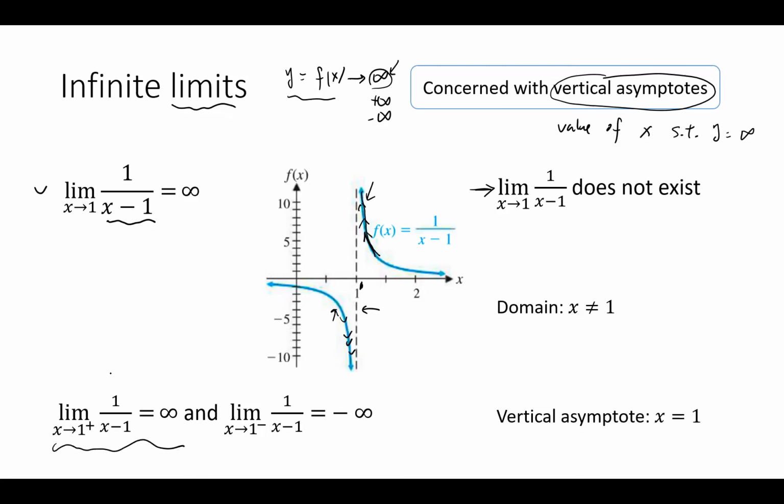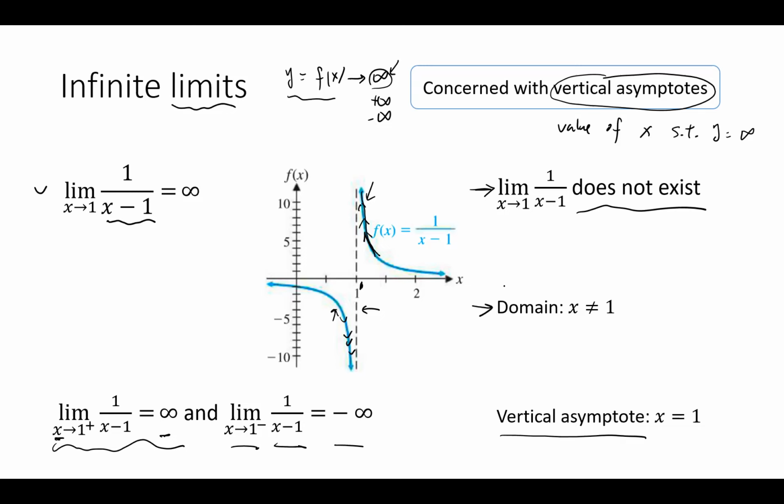If x approaches 1 from the right, the value is going to approach positive infinity, and if it approaches from the left, it is going to be negative infinity, which means that the limit itself does not exist. So it's the same meaning, and based on this, the vertical asymptote is at the place where x equals 1. This is about the infinite limit.